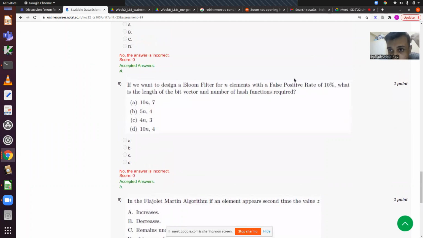So that's how it works. Basically, 2 equations you have to use: delta or the false positive rate to get the value of m, and then m to get the value of k. Okay, understood.